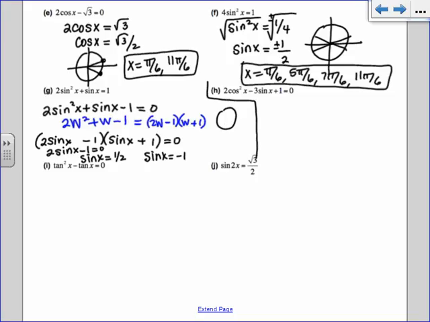So we think about where sine of x is equal to 1/2. We just did that. That was the pi over 6 and the 11 pi over 6. Oh, no, not 11 pi over 6. Ooh, almost got me. So it'd be pi over 6 and 5 pi over 6. Right, positive 1/2. And then where it's equal to negative 1 would be 3 pi over 2. So your answers are pi over 6, 5 pi over 6, 3 pi over 2.